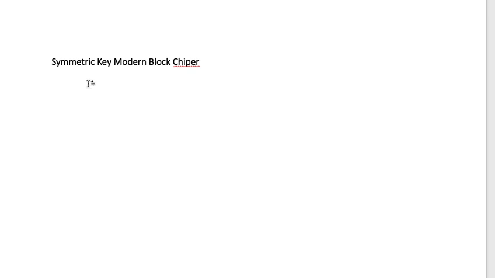In this session, we will learn about the symmetric key modern block cipher. So what is a symmetric key modern block cipher? A symmetric key modern block cipher is a type of encryption that processes data in fixed size blocks. Symmetric means the same key is used. Already we know about block ciphers.